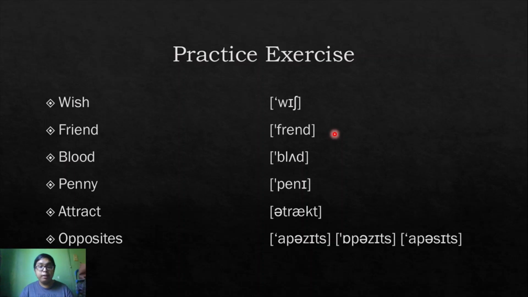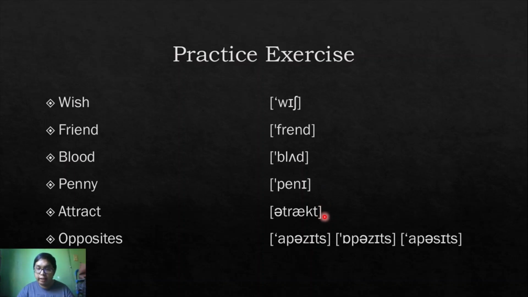A bit fast. Okay. Next, blood. I think you can also remember this based from our discussion. Again, this is blood. And if you can also notice, this is only 1 syllable. So therefore we use this one as the schwa. Next, penny. Again, penny. Next, attract.